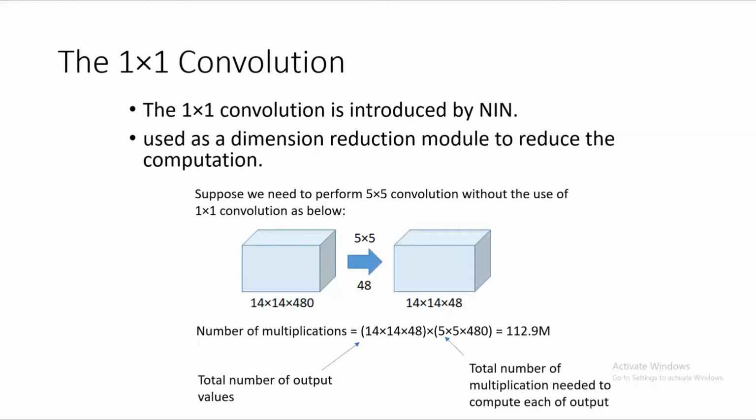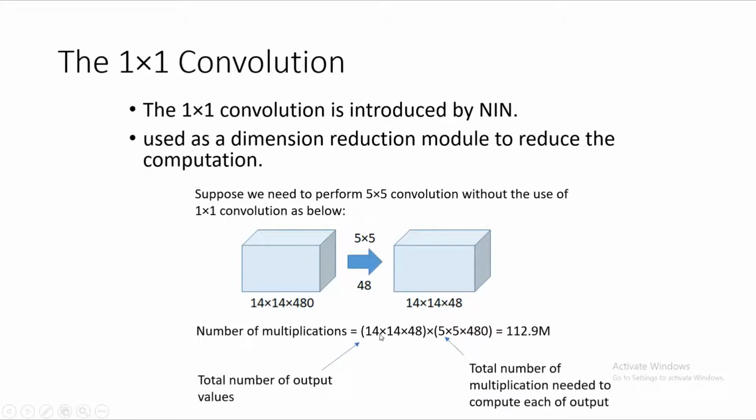So the total number of multiplications we need is the number of multiplications to compute each output value times the number of output values we need to compute. If we multiply all these numbers, this will be equal to 112.9 million.